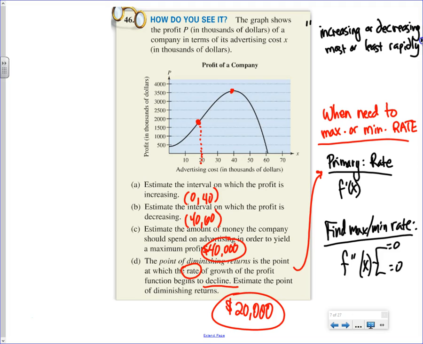But they could also ask you something to the effect of the greatest or the least rate. The nice thing is, if rate is in there, hopefully you would attach it to primary. The struggle is if they say increasing or decreasing most rapidly, there's no rate word in there. But it still means it's going up faster or going down faster. It's still talking about slopes of tangent lines, still talking about rate.